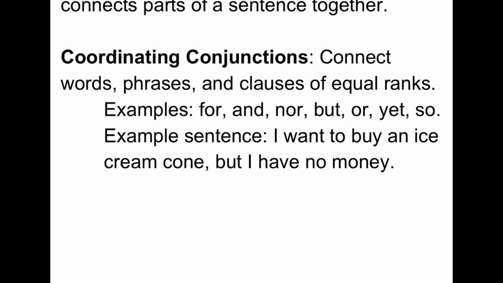There are 4 types of conjunctions we will be looking at. Coordinating conjunctions connect words, phrases, and clauses of equal ranks. For, and, nor, but, or, yet, so, or the FANBOYS are some examples. In the sentence, I want to buy an ice cream cone, comma, but I have no money, but is a coordinating conjunction. It is used with a comma to join together these two independent clauses, making a compound sentence.